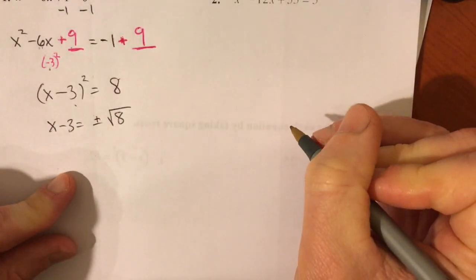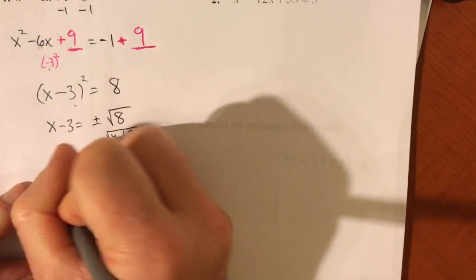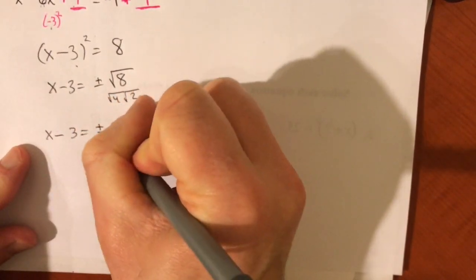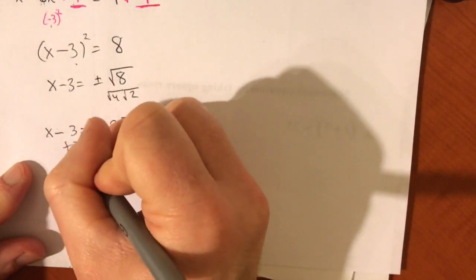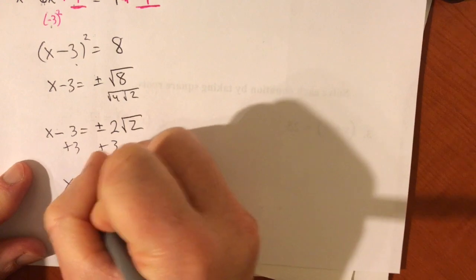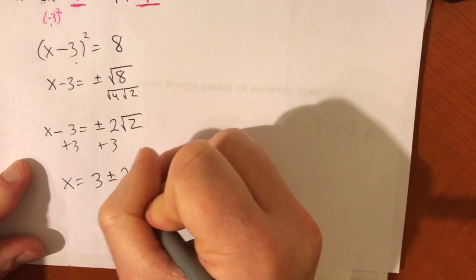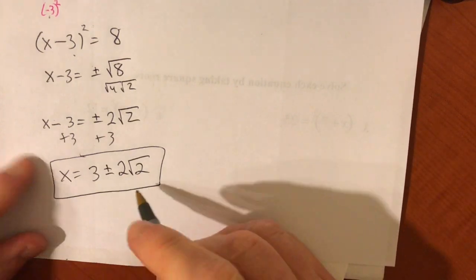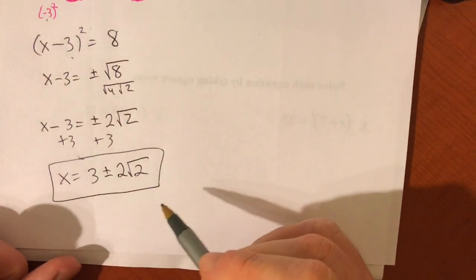8 is not a perfect square. What does it reduce to? Root 4, root 2, the square root of 4 is 2. So we have x minus 3 equals plus or minus 2 root 2. Add 3 to both sides. And these are not like terms, so 3 plus or minus 2 root 2. Done. If you wanted to get the decimal approximations, you could do 3 plus 2 times the square root of 2 and 3 minus 2 times the square root of 2.